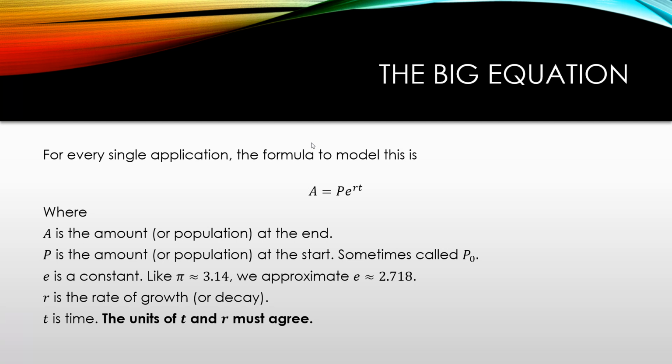whichever application you're working with, be it finances, people, whatever, the general model has e as the base. And so I've got here for you all the different notations that we need for this formula. So I'll leave it on this slide here for the rest of the video. But to talk you through it real quick, A is the amount at the end, P is the amount at the start, e is 2.7, r is your growth rate, and t is your time. Now, if your r is in percent per year, t needs to be in years. Those units have to agree. And we'll do some examples in the next video. See you then.